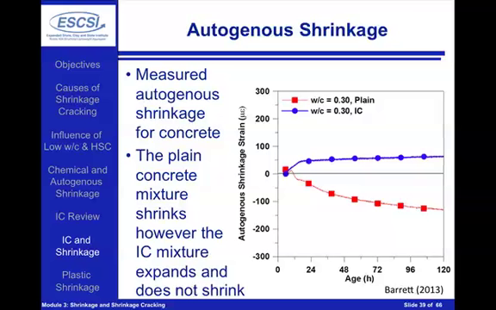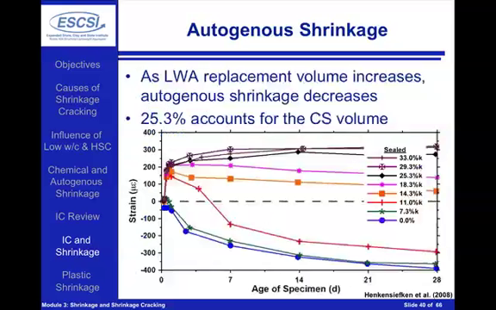So again, the takeaway here is that in plain concretes, we're seeing autogenous shrinkage. That autogenous shrinkage is going to be much smaller, or may actually be a slight expansion, when we talk about internally cured concretes. Now, again, the whole idea here is that when we use a different amount of lightweight aggregate, we would expect a different amount of shrinkage taking place in the system, because we're supplying a different portion of the internal curing water.